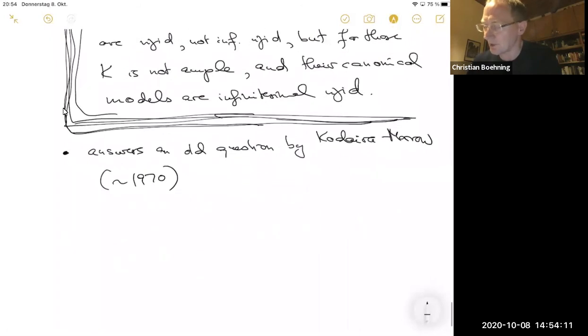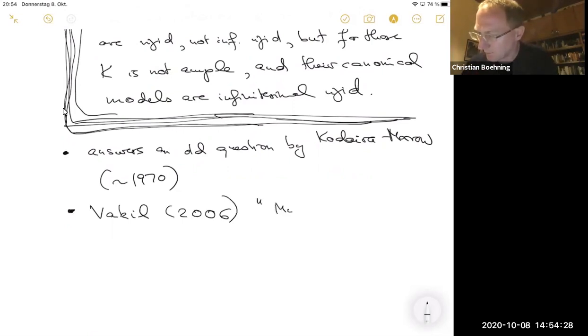And yeah, something else I want to say. You may wonder how this relates to work by Vakil, who in 2006 looked at these phenomena, summarized under the heading Murphy's Law for moduli spaces.